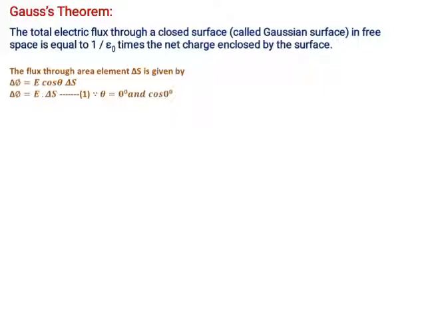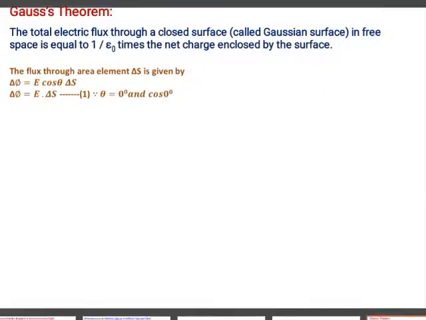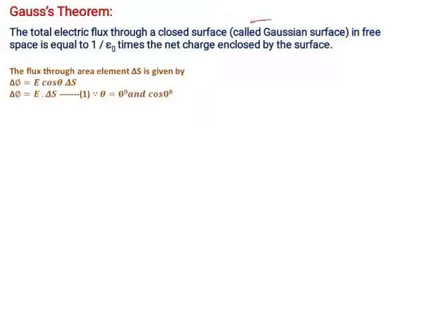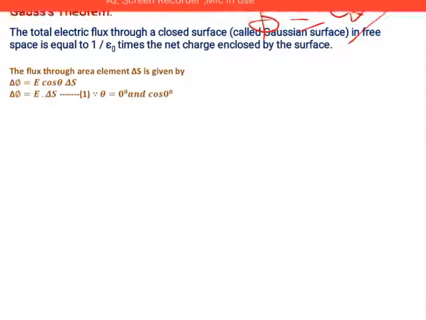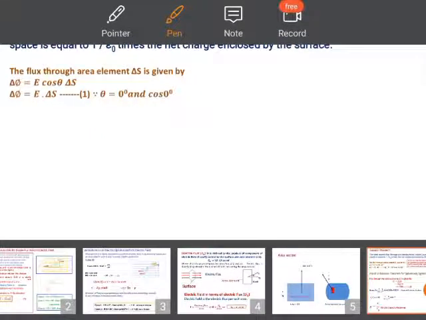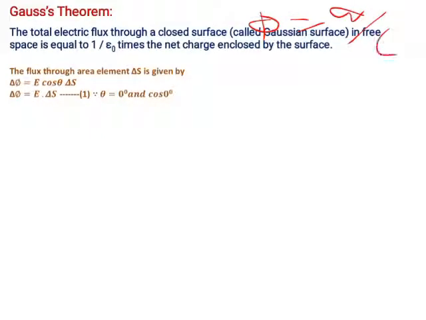So according to Gauss theorem, what is the statement? The total flux through a closed surface area in free space is equal to how much? That is phi is equal to q divided by epsilon naught. Okay, epsilon naught. This is the simple expression for the Gaussian theorem.